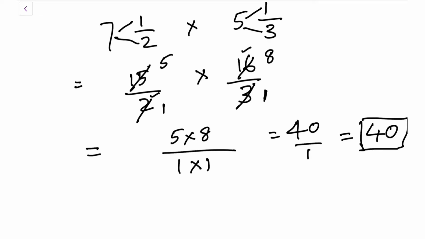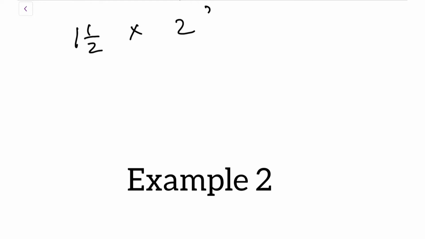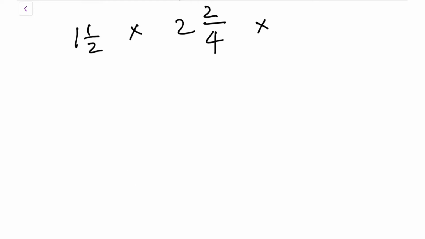Remember this step. This step is very important because if you can find any common factor and then cancel the numerator and denominator with that common factor, the problem becomes easier to solve. Let's take another example. 1 1 by 2 into 2 2 by 4 into 3 1 by 3. As you can see, we have three mixed fractions. How do we multiply these?